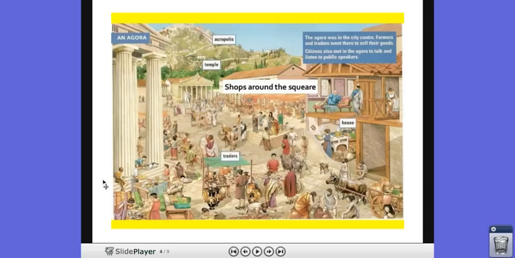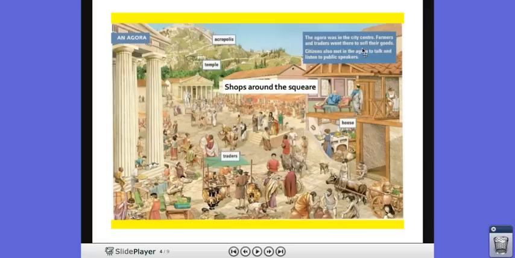This is a picture of the agora, and you can see here the traders that are located all throughout the agora, the shops that are around the square. You'll also find the villagers' homes that are there. Back here you'll find the temple, and then what I was talking about a moment ago, the Acropolis with the Parthenon sitting on top.